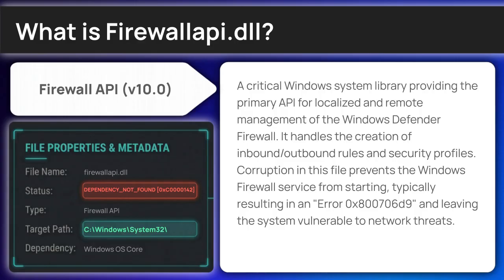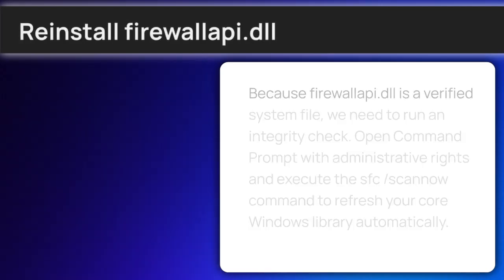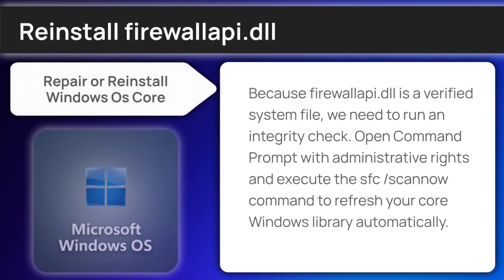Now that you're up to speed on the file's role, let's begin the repair process. Because Windows Firewall API DLL is a verified system file, we need to run an integrity check. Open command prompt with administrative rights, and execute the sfc /scannow command to refresh your core Windows library automatically.